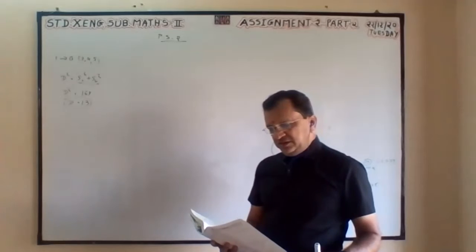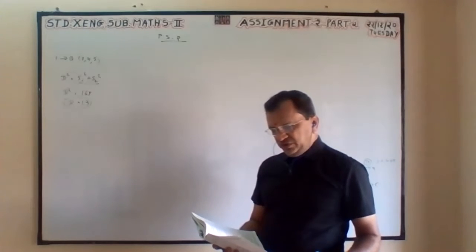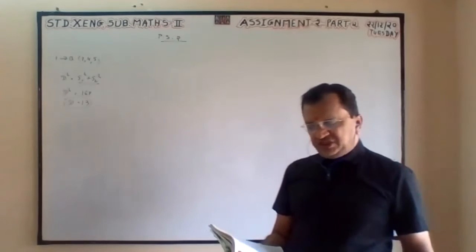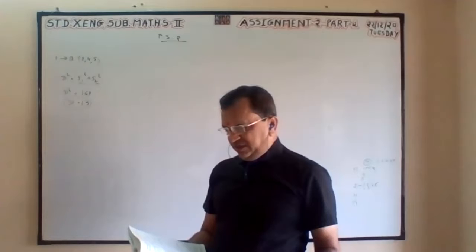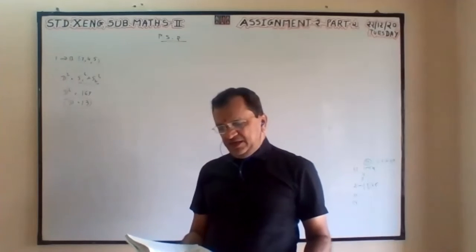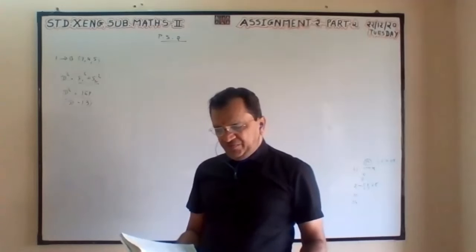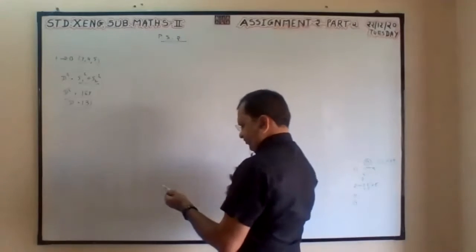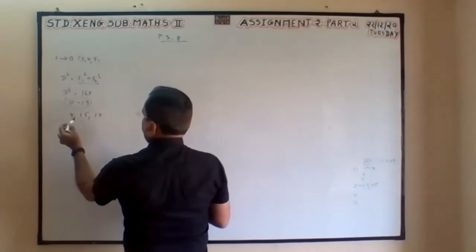Next, out of the data given below, which is a Pythagorean triplet? 8, 16, 16 not possible. 5, 3, 7 not possible. 5, 9, 15 also not possible. 15, 8, 17. It is given 8, 15, 17.